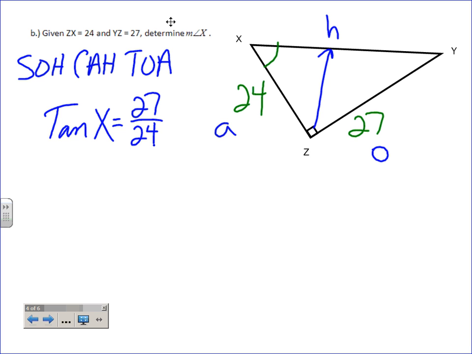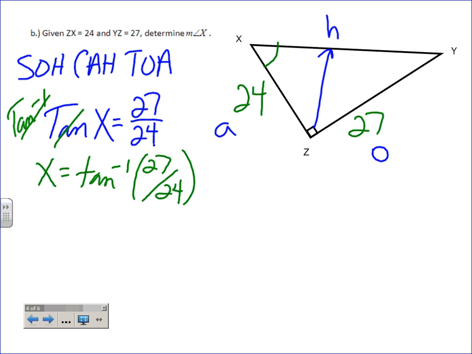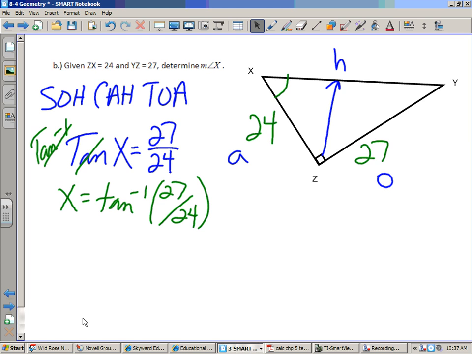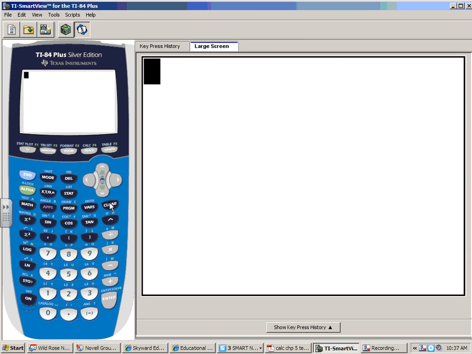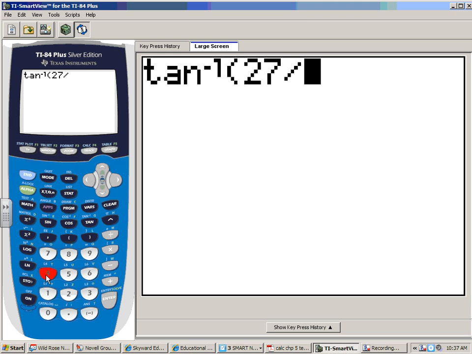Now, in other words, I need to get tangent away from that angle, again just like we had to get sine away from that other angle. And if you look on that calculator, what's right above tangent is tangent to the -1, which is called arctangent. It will cancel on this side, leaving me with x, but then I have to take tangent to the -1 of the other side. And you type that into the calculator, and let's see what that looks like. It was 27 over 24.